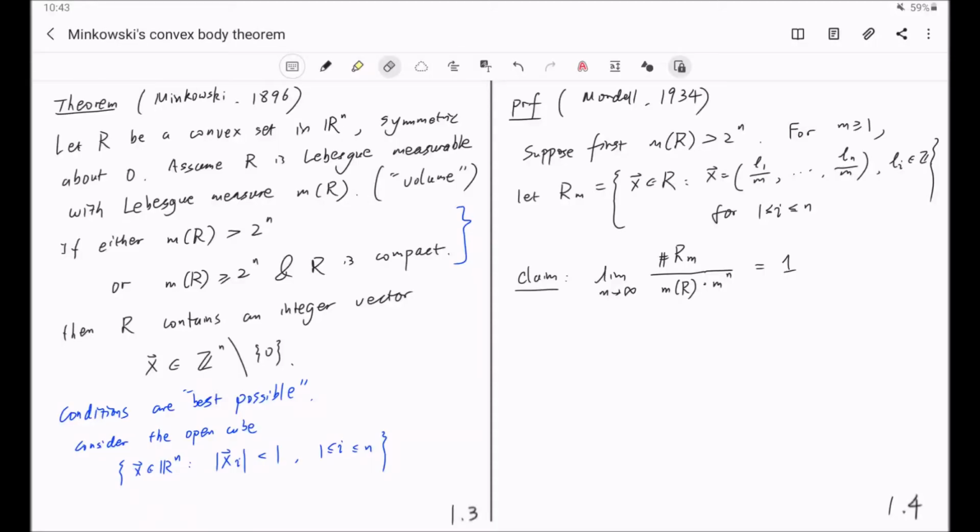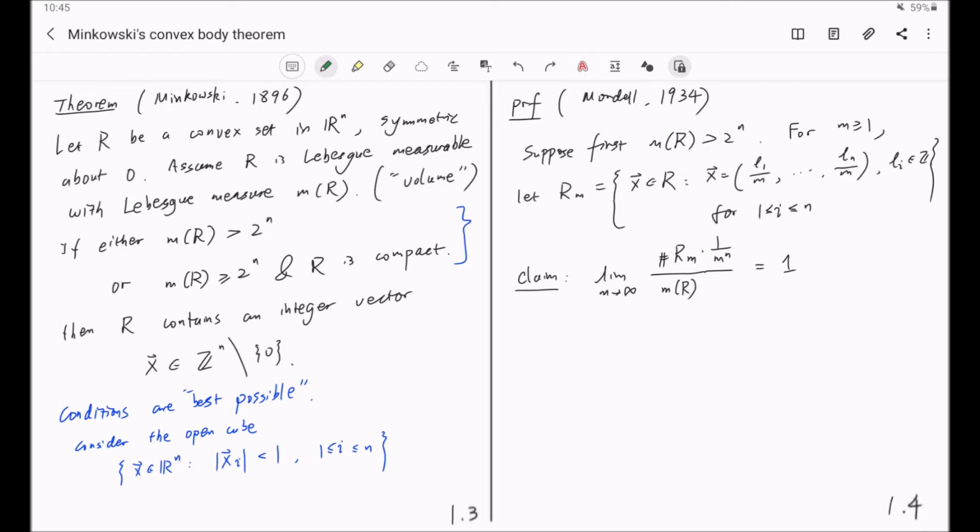Let me first give you a hint. If you move this part to the numerator, what do you see? What is the limit of your numerator as m goes to infinity? The answer shouldn't be hard if you know the measure theory.